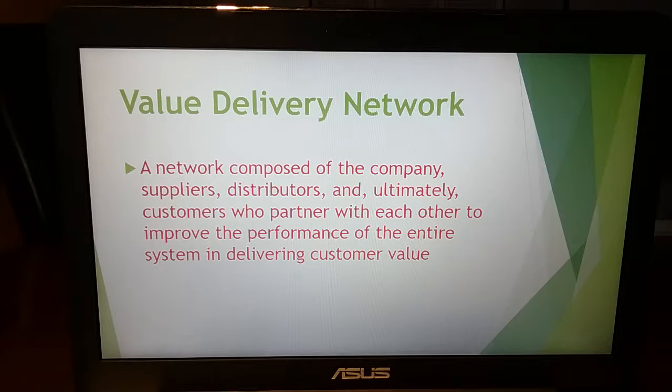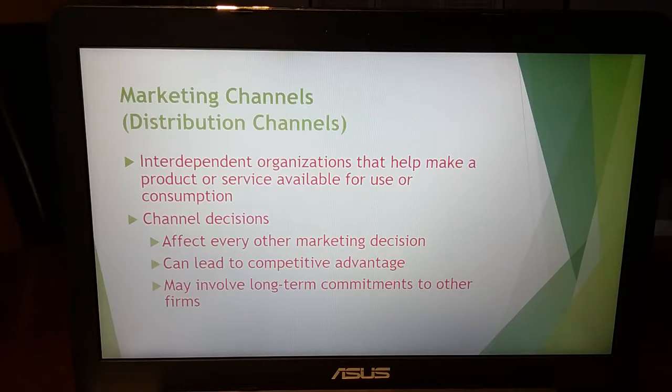Okay, there's also the value delivery network. That's the companies, suppliers, distributors, and ultimately customers who partner with each other to improve the performance of the entire system in delivering customer value. Essentially meaning that everyone works together to make sure that the product is delivered in a timely fashion and is the best product available. We talked about the value delivery network in a previous chapter. I believe it was one or two, I'm not sure.